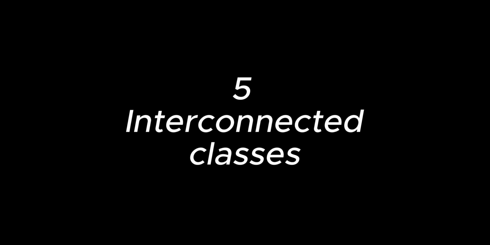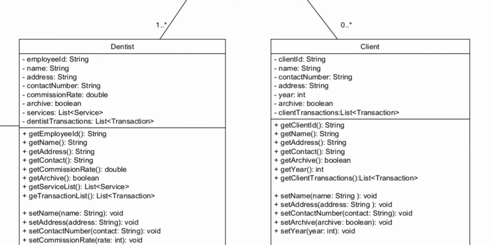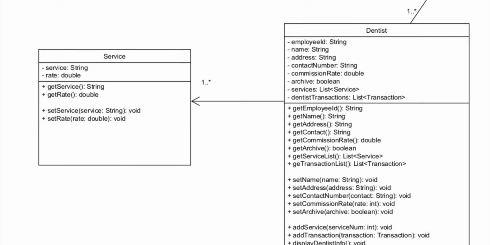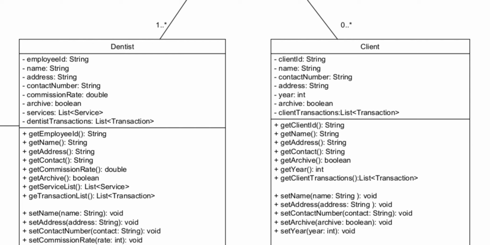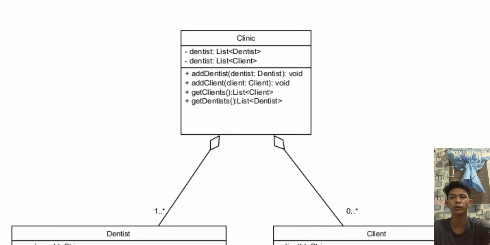As you can see, our system revolves around 5 interconnected classes. The clinic is at the top, linking to both the dentist and client classes. Meanwhile, each dentist is associated with one or more service objects, and both dentists and clients are connected to transaction records. These setups model a real-world clinic where dentists perform services for clients, and each interaction is recorded as a transaction. Let's begin with the clinic class.